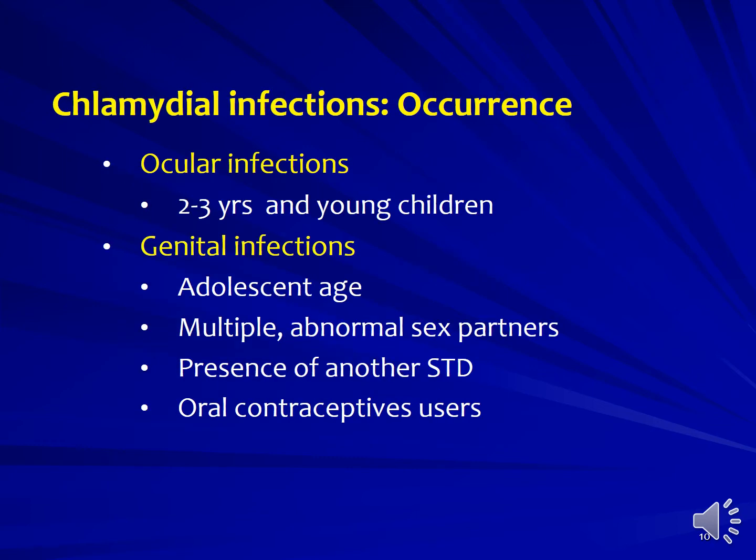Ocular infections are common among 2 to 3 year olds and also young children, whereas genital infections are very common among adolescents and people who have multiple sex partners and abnormal sexual practices, and the presence of another sexually transmitted disease also favors the infection, and people who are using oral contraceptive pills are prone to these chlamydial infections.